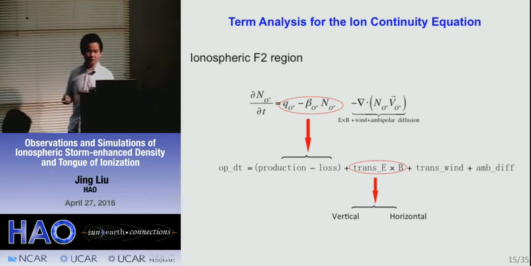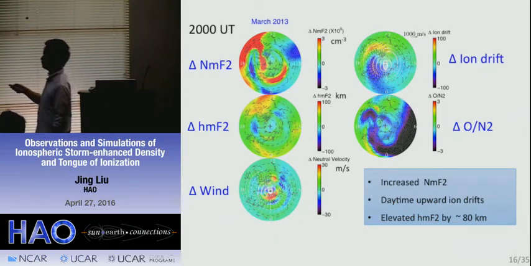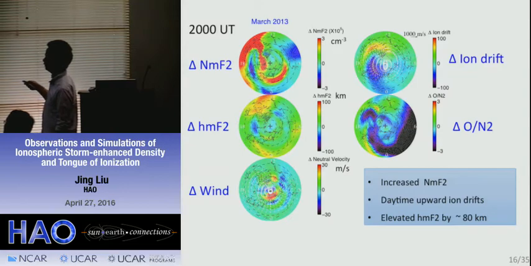Before looking at each term, it may be beneficial to look at how these parameters vary during storm time. It's not surprising to see that NmF2 has a similar structure, the TOI structure, as the TEC. Also, this enhanced NmF2 in the throat region was accompanied by the upward ion drift here, and this ion drift is almost upward in the daytime and also downward on the night side.